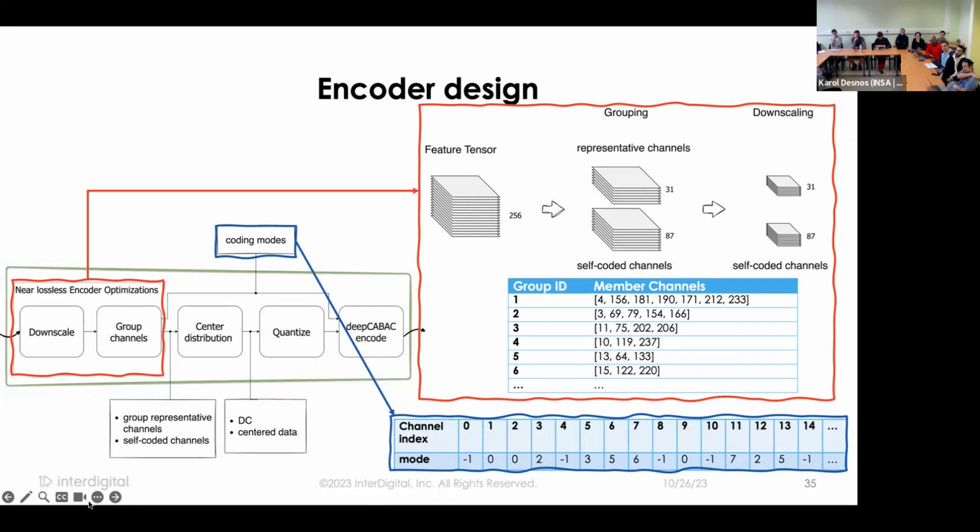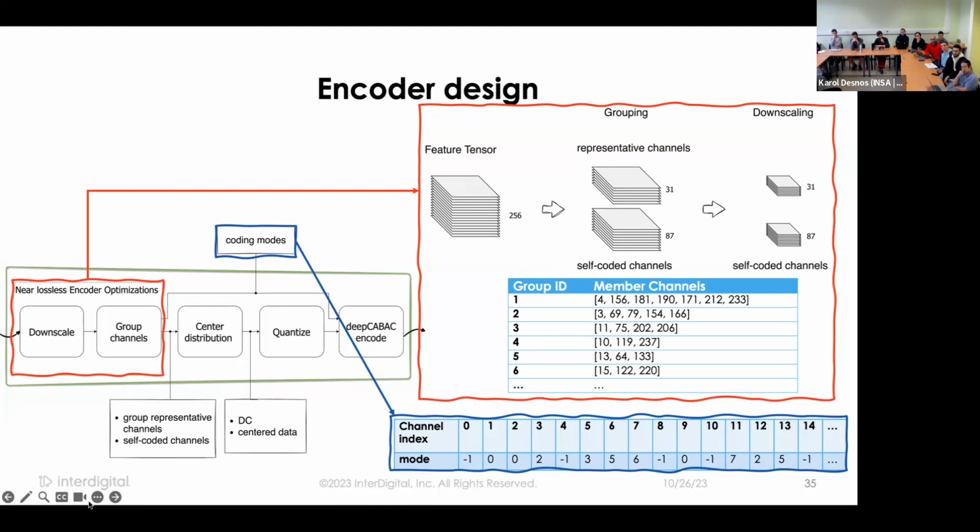Of course, what we need to transmit in addition to the channels themselves is what we decided. We call that coding modes. Minus one would be self-coded, and all the other numbers are just the index, such that when you reconstruct your tensor, you can check: does it belong to a group? In that case, I fetch these values. Otherwise, I'm just decoding.